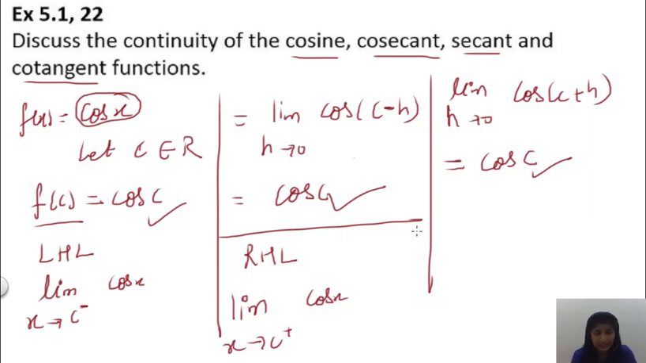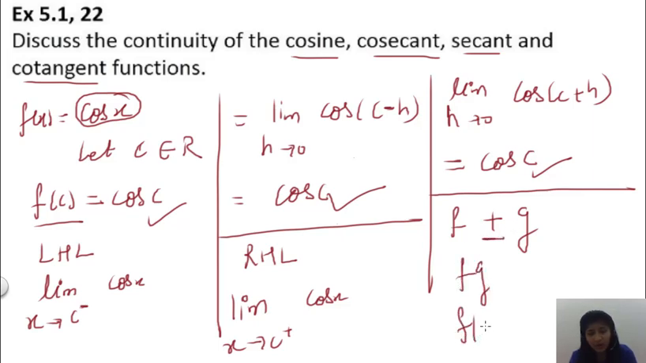Also, in the next lecture, I'll first teach you the algebra of these functions. The algebra means that if a function f is continuous and g is a continuous function, then their addition, subtraction, multiplication and division will also be continuous. Using these you can apply here, as cosecant is 1 upon sine, secant is 1 upon cos. So if cos is a continuous function, 1 upon cos will also be a continuous function. So this is all for today's lecture.